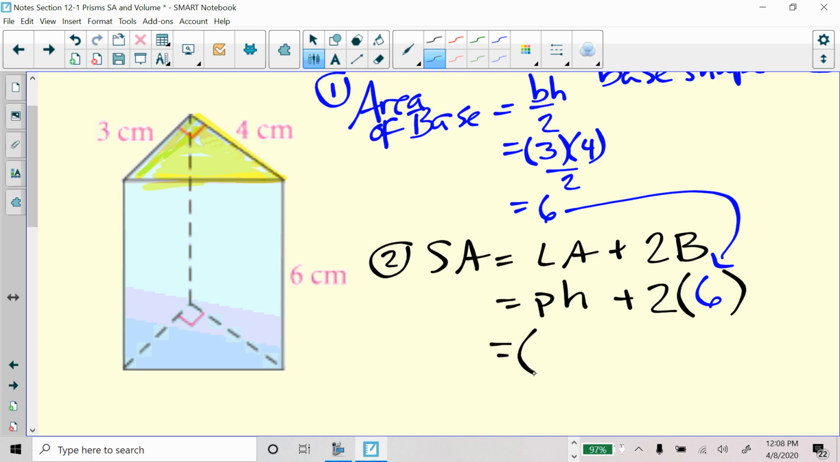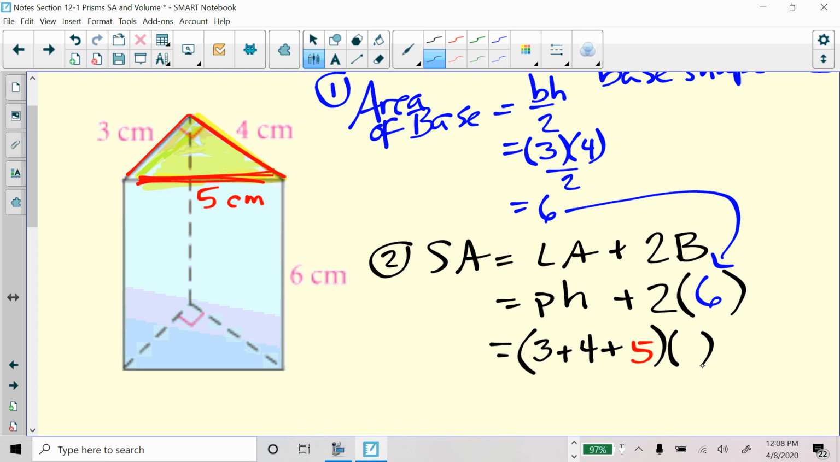All right, now let's talk about that perimeter. The perimeter of the base shape would be 3 plus 4 plus, what's missing is the side of the triangle in the front. But if you know your Pythagorean theorem or you know your Pythagorean triples, then you know that that's 5. And then this is perimeter times height of the prism.